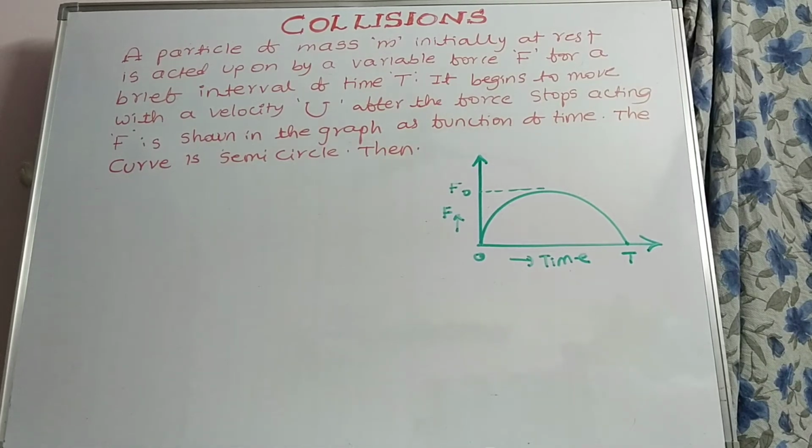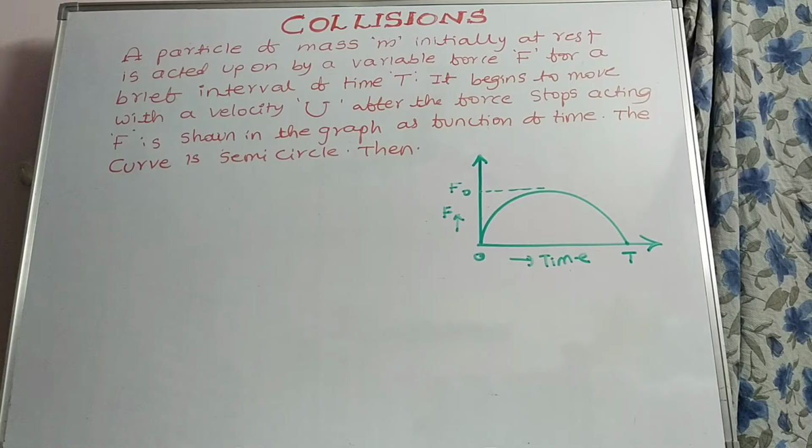Today we are going to discuss some more problems on collisions. A particle of mass m initially at rest is acted upon by a variable force F for a brief interval of time t. It begins to move with a velocity u after the force stops acting. F is shown in the figure as a graph as a function of time.